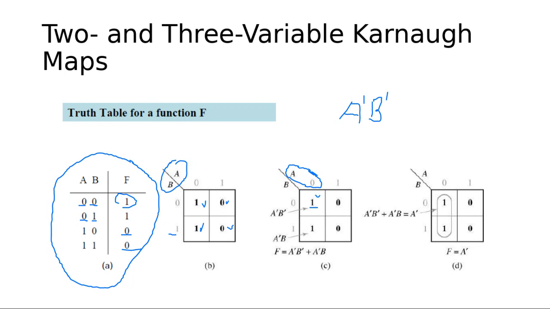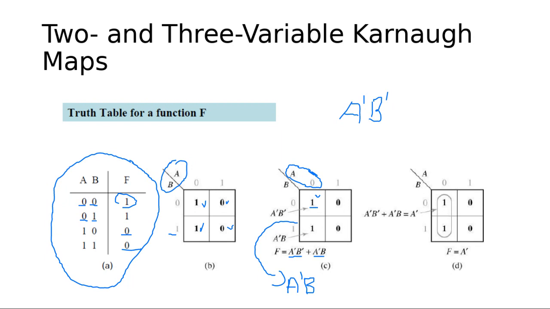What about this one? In this square, A is also 0, but B is 1. It means you have not A, not B, and you have not A, B. This is the expression. But it is not the simple one, right? Because for the simplification, you have to get the simplest one.